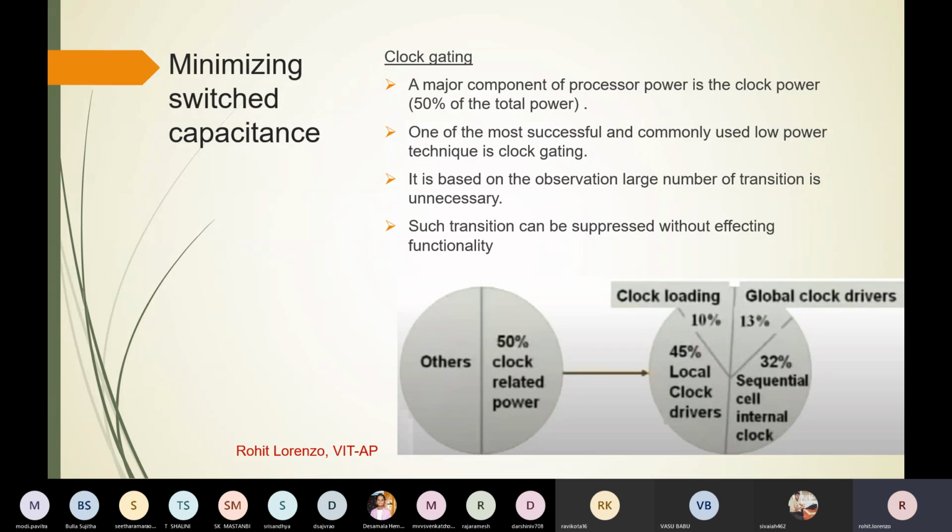In the circuit, 50% of the power dissipation is related to the clock. A major component of processor power is the clock power, about 50% of the total power. With this technique we can reduce power dissipation further. One of the most successful and commonly used low power techniques is clock gating. It is based on the observation that a large number of transitions are unnecessary and can be suppressed without affecting functionality.